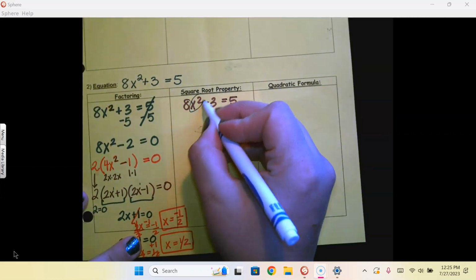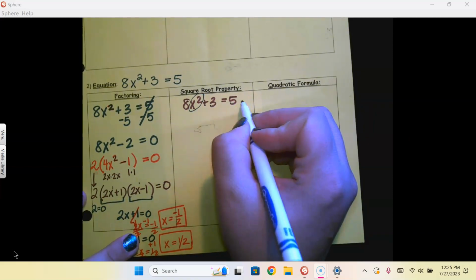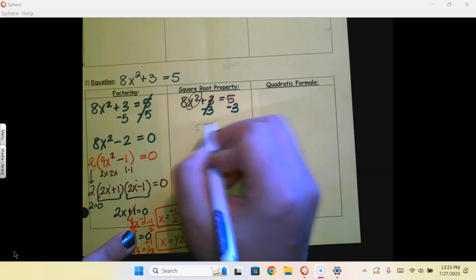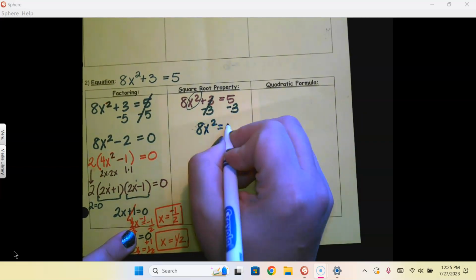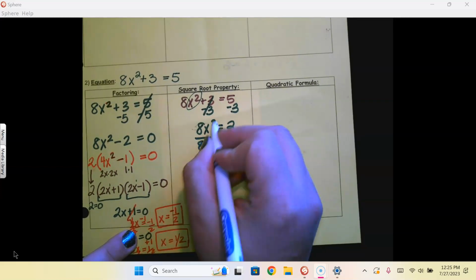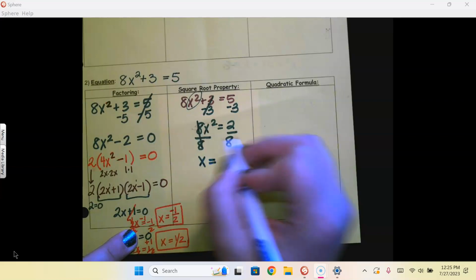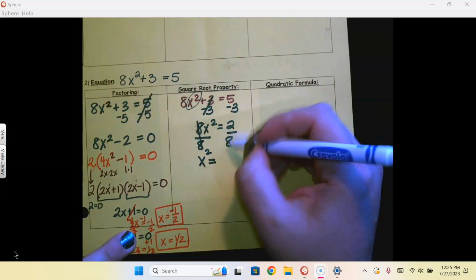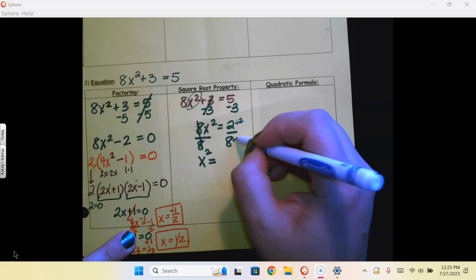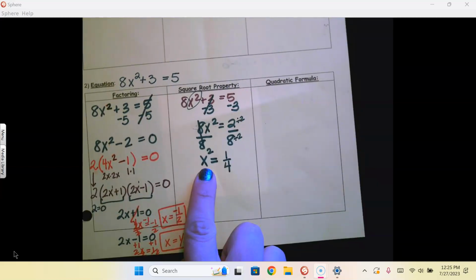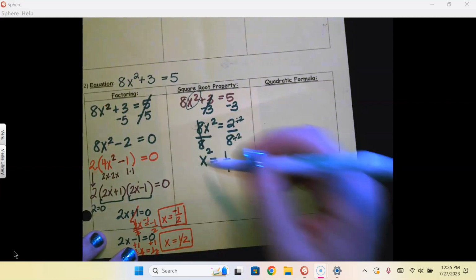So again, what I mean by that and why we're not going to complete the square is because I can get this all alone because it's the only term in the problem with an x. So we can do -3. And then we could divide by 8 so we can get this x squared all by itself. And then 2/8 simplifies to 1/4. And again, why don't we need to complete the square? Because it's already a square.